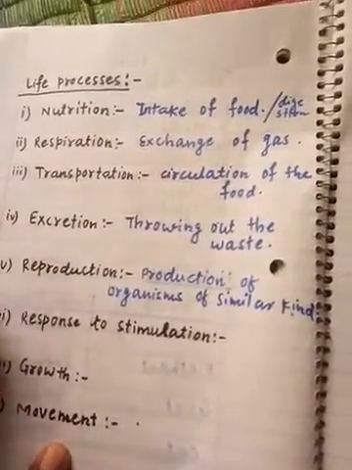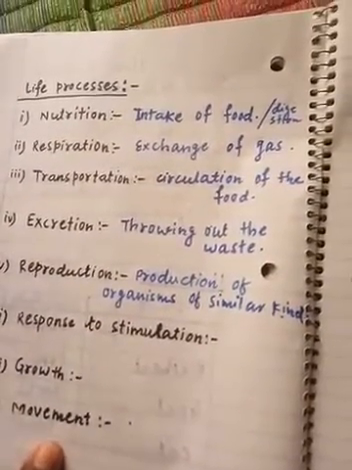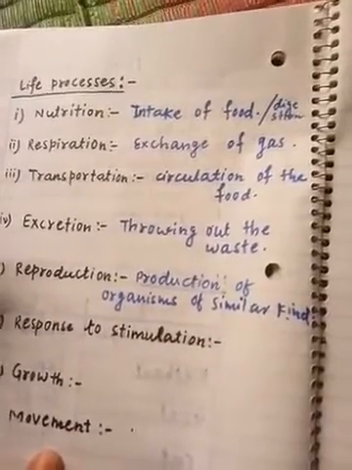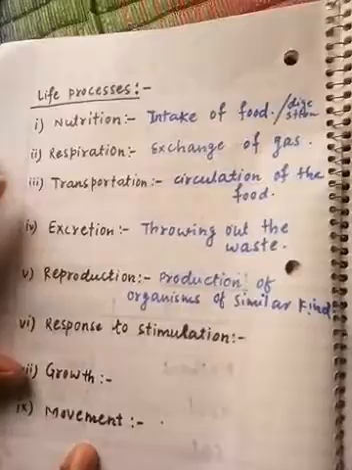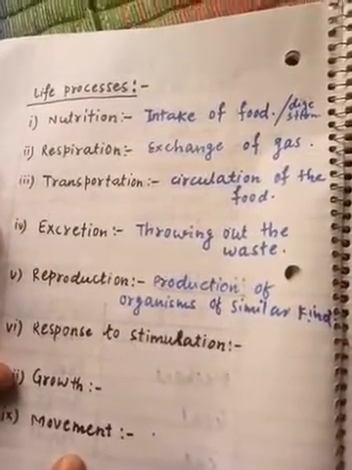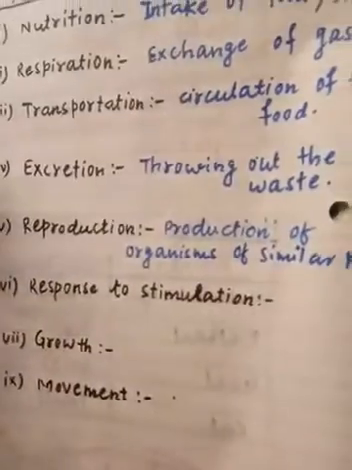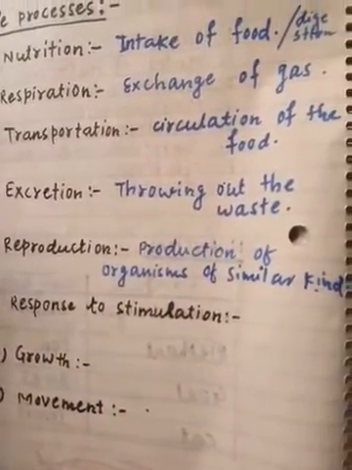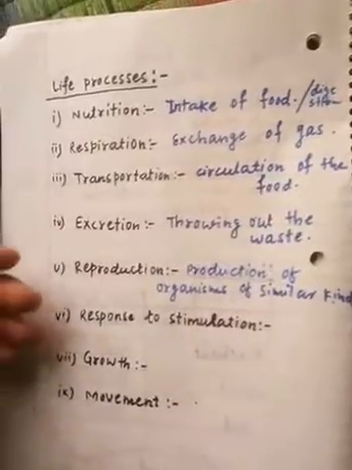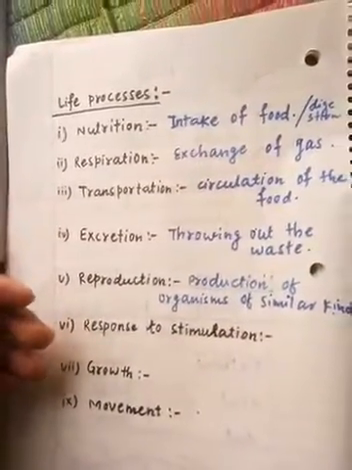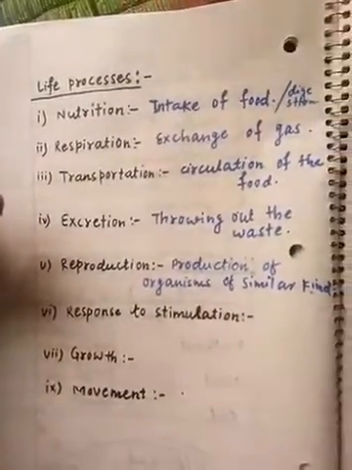Now the movement. We go from one place to another place on our own. Not only we, in the case of plants, they can move some of their parts. So movement of a part or going from one place to another place is known as movement. So these are some of the life processes which are regularly occurring inside the body.